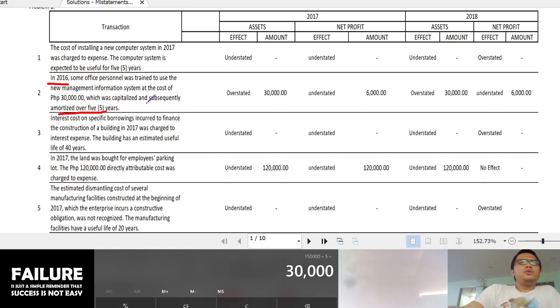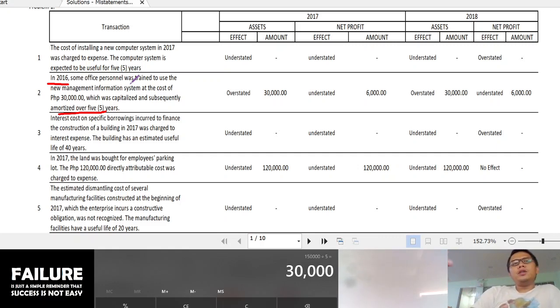Which should be, okay, is that this is not a cost that would bring the particular asset to its working condition. This is cost of training. Okay? This is cost of training. Not to bring that particular asset to its working condition. Diba? So the point is, this should not be capitalized.